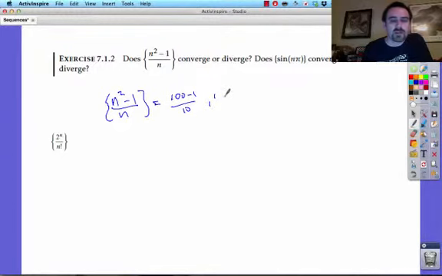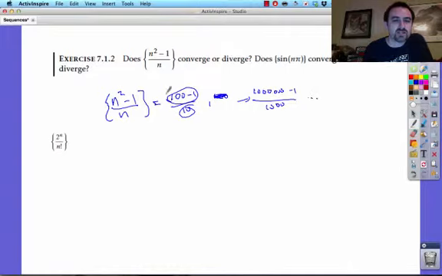11 squared minus 1 over n. Notice the numerator is getting so much bigger than the denominator as we go up. If we start putting in 1,000, we get 1,000,000 minus 1 over 1,000, and so on. This is getting larger and larger. If we think of this as a limit again, then we can see that the numerator dominates the denominator, and this will go to infinity. This will be divergent.